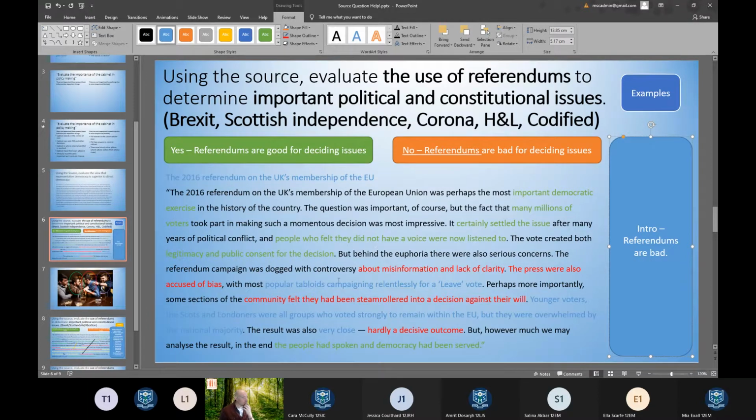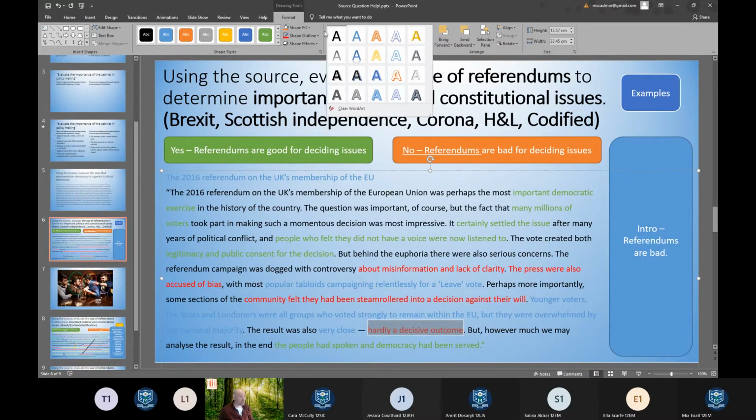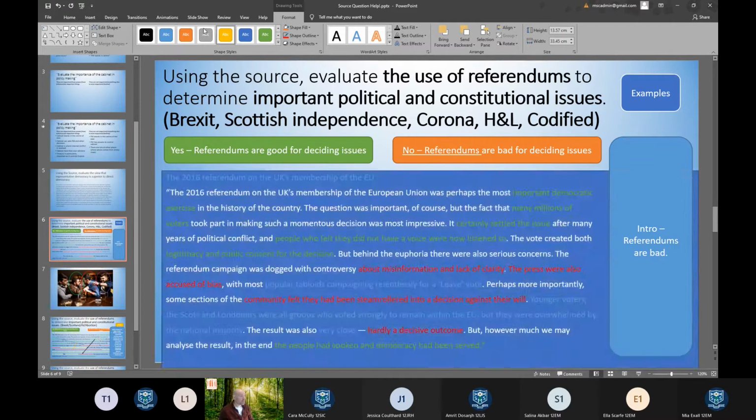So how can I pair up these arguments? Let's have a look. Well, this one here says it settled the issue, and this one here says it was hardly a decisive outcome. Do you see how those two arguments are two sides of the same coin? Do you get that? You know, do referendums settle issues, or actually are they indecisive? I think that is a really nice pair that I can put together. I can pick a side and off I go.